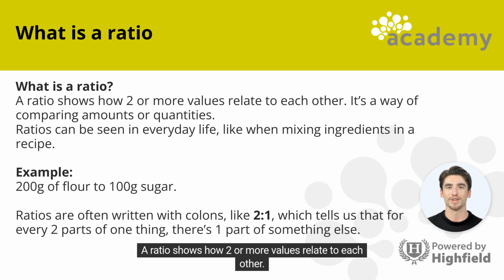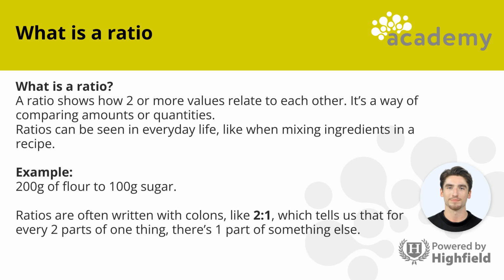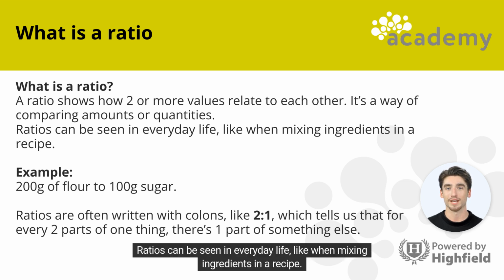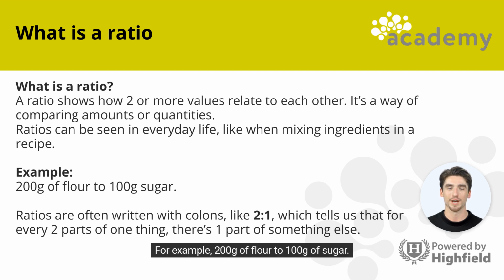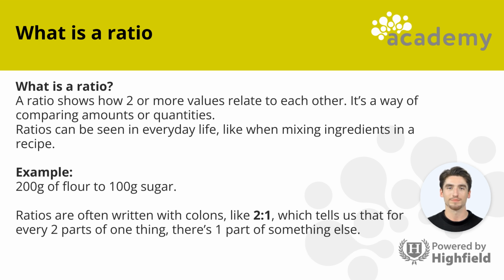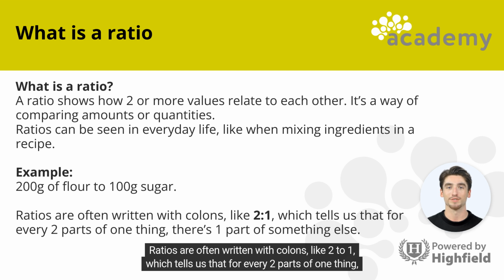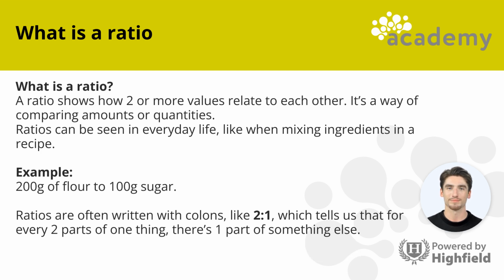A ratio shows how two or more values relate to each other. It's a way of comparing amounts or quantities. Ratios can be seen in everyday life, like when mixing ingredients in a recipe. For example, 200 grams of flour to 100 grams of sugar. Ratios are often written with colons, like 2 to 1, which tells us that for every 2 parts of one thing, there's 1 part of something else.